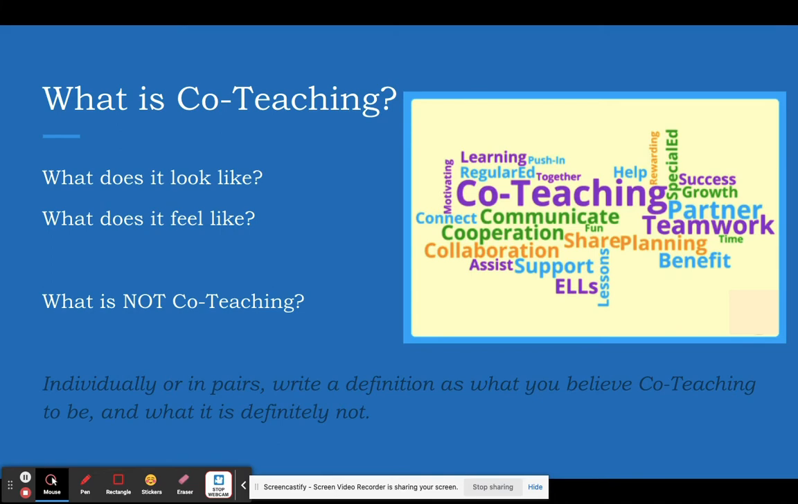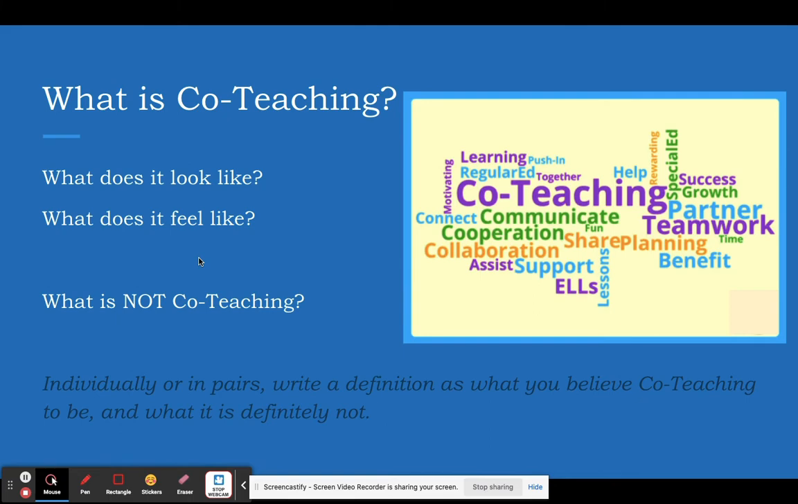So just before we start, maybe as a faculty, especially if you're doing this as a faculty, what is co-teaching? What does it look like? What does it feel like? And what is not co-teaching? So maybe individually or in pairs, write a definition as to what you believe co-teaching to be and what it is definitely not. Stop the video, have a 2 or 3 minute discussion, maybe write some stuff down on what you believe co-teaching looks like and feels like. Thanks.